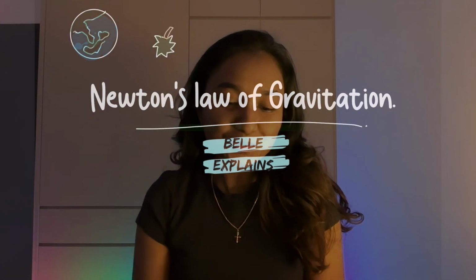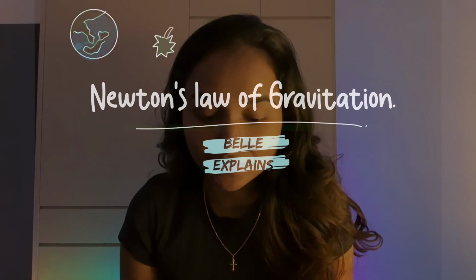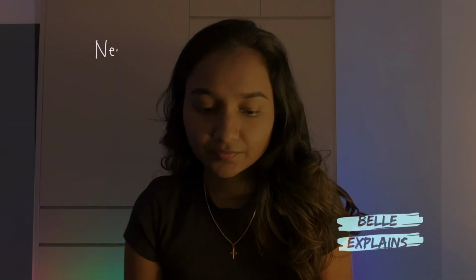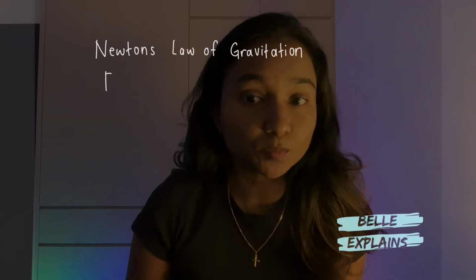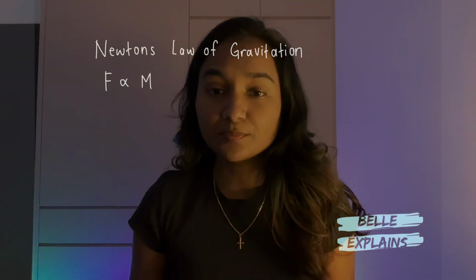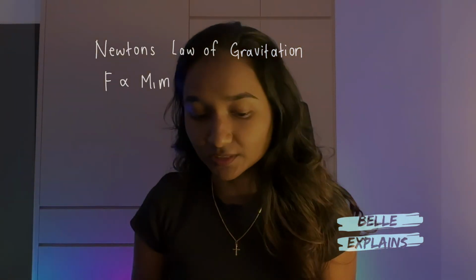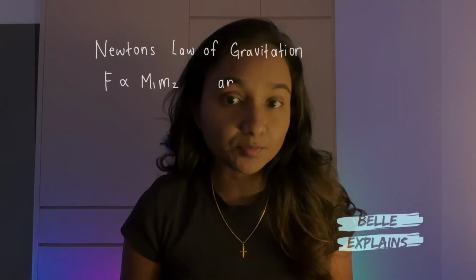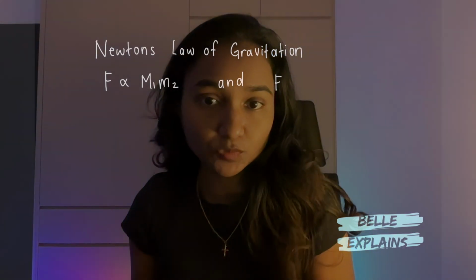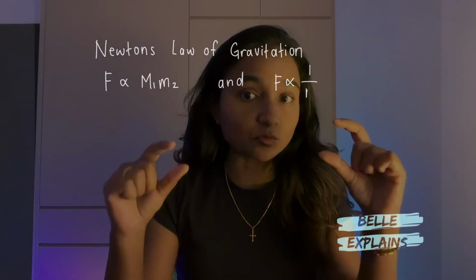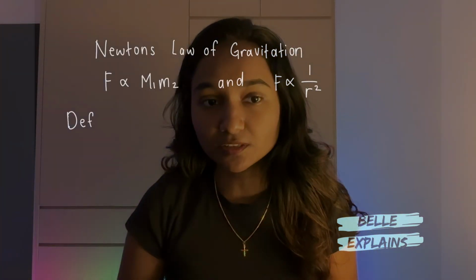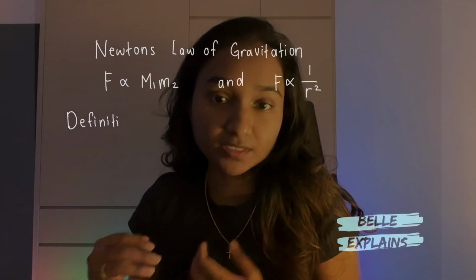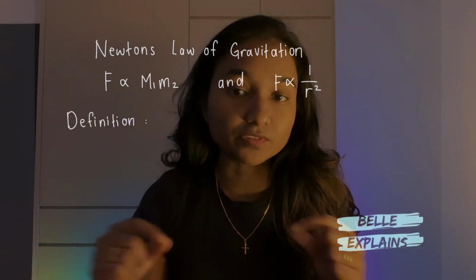In today's video, we'll be talking about Newton's law of gravitation. Newton's law of gravitation states that the force experienced between two bodies will be directly proportional to the mass of the two bodies. Okay, so F is directly proportional to m1 times m2. So if you have two objects, then m1 will times m2. And F is also inversely proportional to the square of the distance between the center of the two objects.